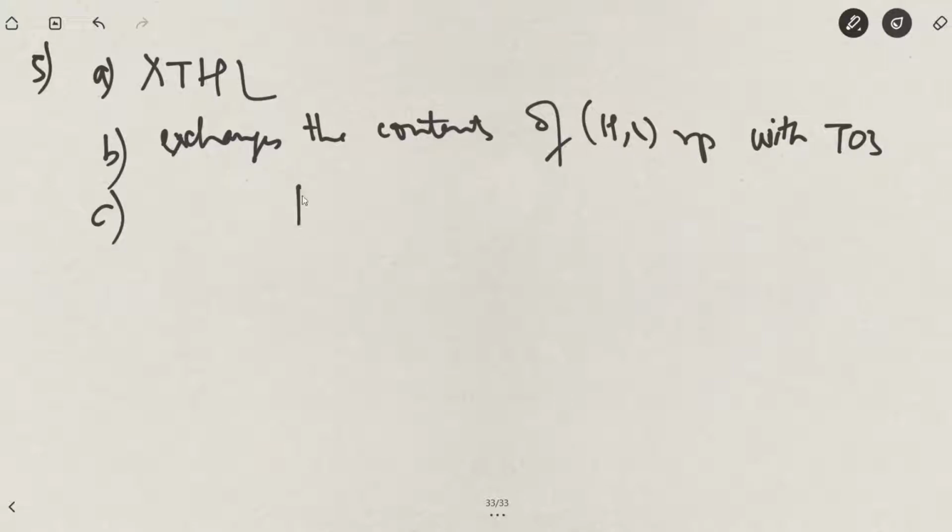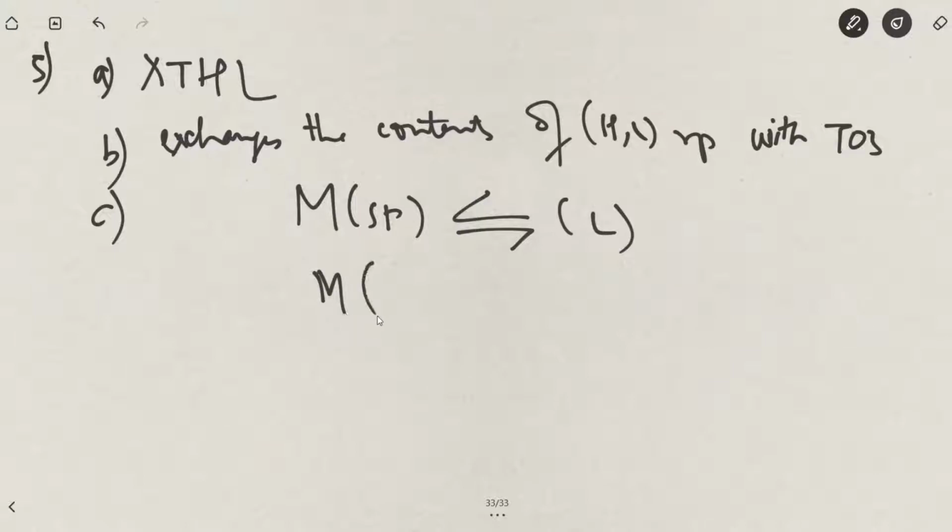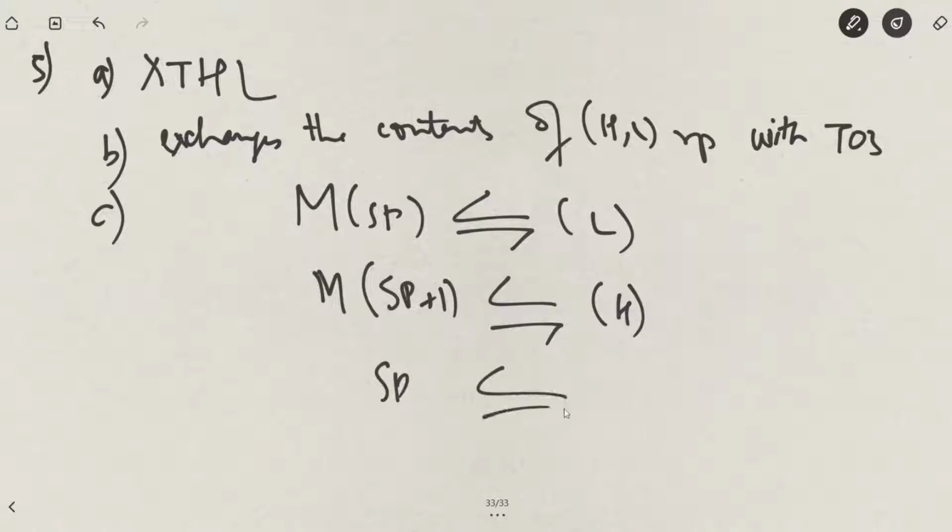So what happens is, this is exchange. L will be transferred to M[SP], the least significant byte, and H will be transferred to SP plus 1, the most significant byte. Since this is almost like push and pop instructions both taking place simultaneously, SP will be neither incremented nor decremented during this whole process.